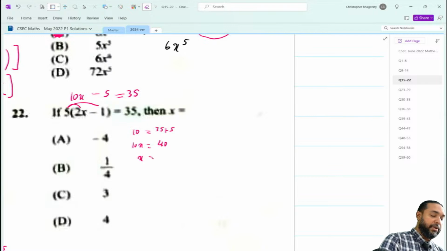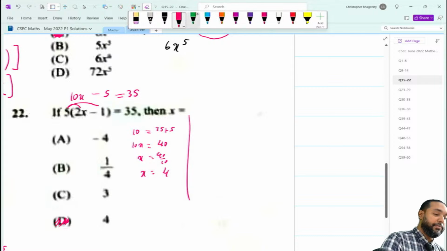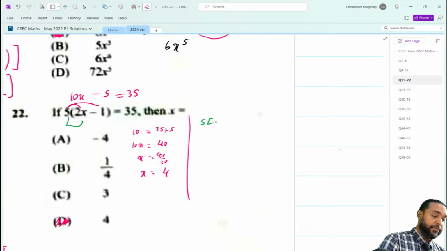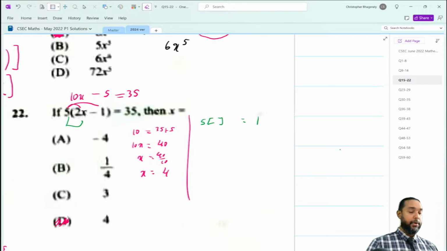Right, and if that, then we divide by 10 or so. So x will be equal to 4. Now again, another way you could have thought about doing this question is by using the algebra. So 5 multiplied by something is equal to 1. We're trying to find 2x minus 1, sorry, we're trying to find x, not so?